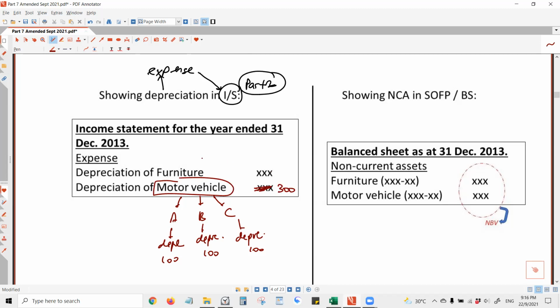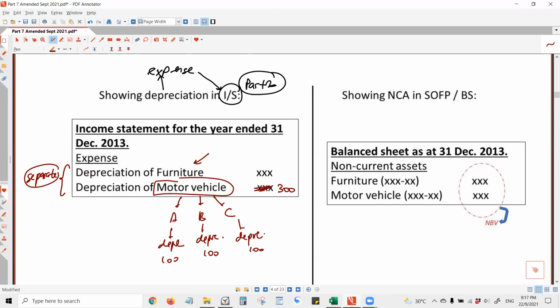But when it comes to different categories of NCA, you cannot combine. You must show them separately. Keep them separate. Something like this. So that's how you show. You must have the full term: depreciation of furniture, depreciation of motor vehicle, depreciation of building, depreciation of fixtures and fittings, depreciation of office equipment. That's how you show depreciation in the income statement.